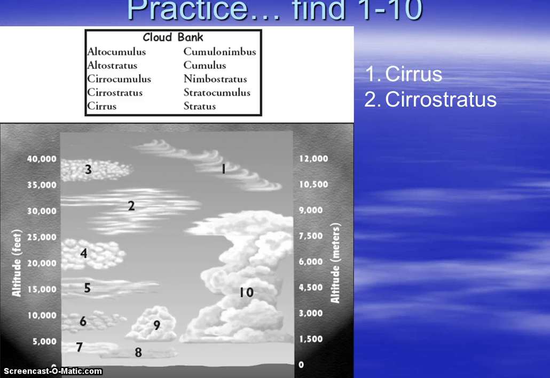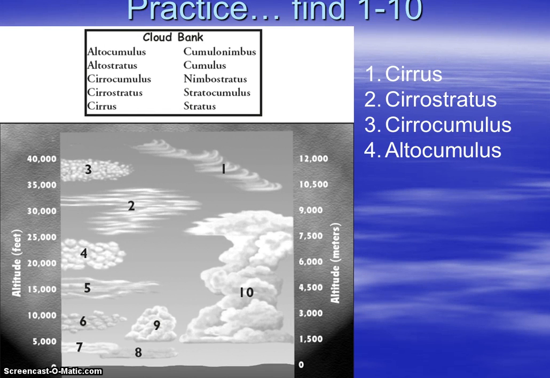All right, try number 3. It's high up, and it has little puffies. So high up is cirro, and puffies, little cotton balls, is cumulus. So this is a cirrocumulus cloud. Now let's look at number 4. Now we're down in a different altitude. And we've got little puffies.